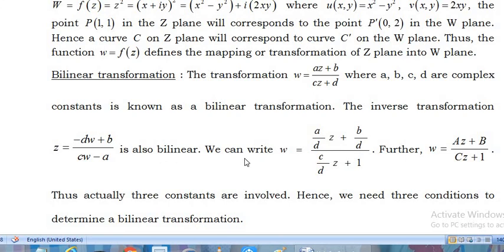Further, we can write the initial bilinear transformation as w equal to ((a upon d) times z plus b upon d) divided by ((c upon d) times z plus 1), and further w equal to, now A, B, C are capital letters, (A times z plus B) upon (C times z plus 1). Thus, actually 3 constants are involved instead of 4. Hence, we need 3 conditions to determine a bilinear transformation.